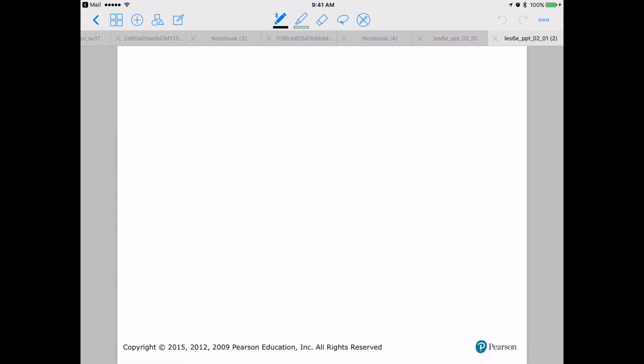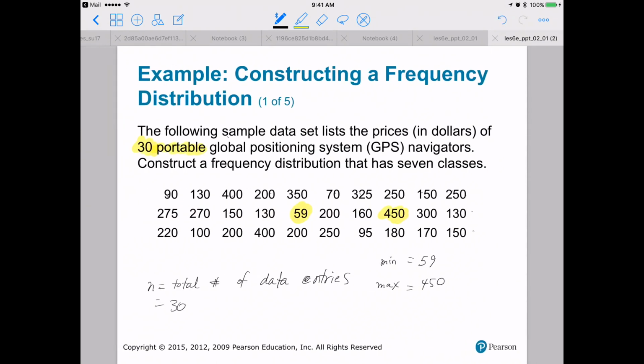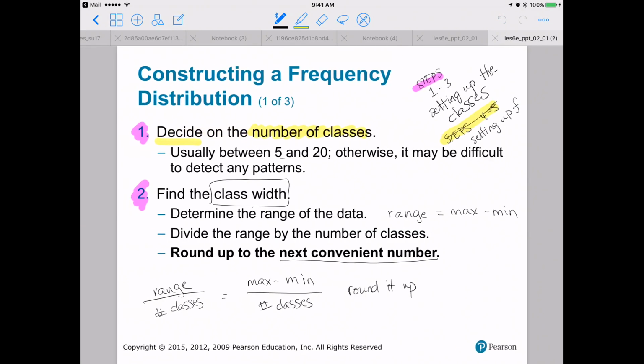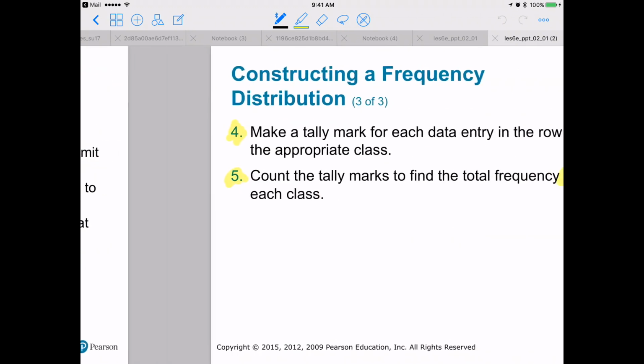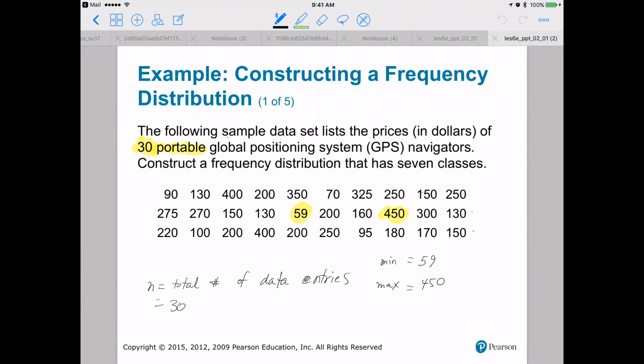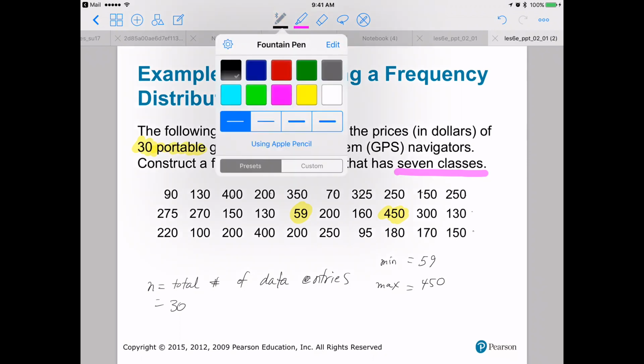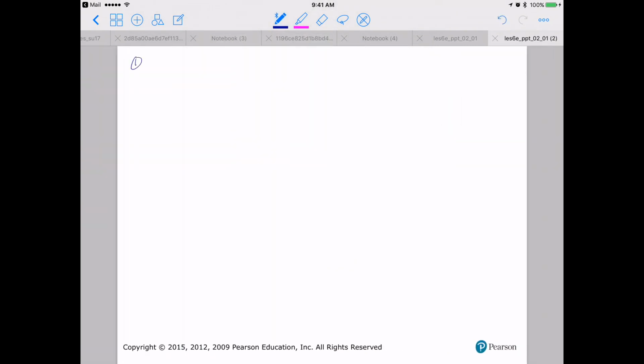Okay. So what we're going to do is construct a frequency distribution for this data set. Let's look back at our instructions here. The first thing we need to do is decide on the number of classes. How do we decide the number of classes? Well, in this case, it's given to us in the problem because it says we need to construct a frequency distribution that has 7 classes. So our number of classes should be 7. That's step 1. So let's put here number of classes equals 7.